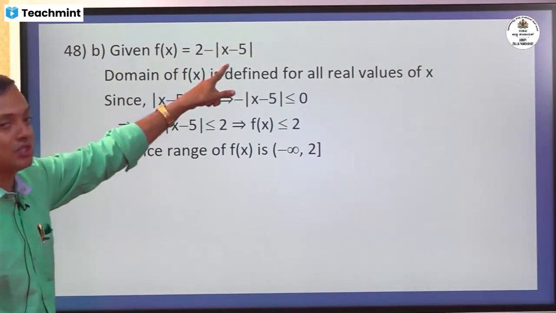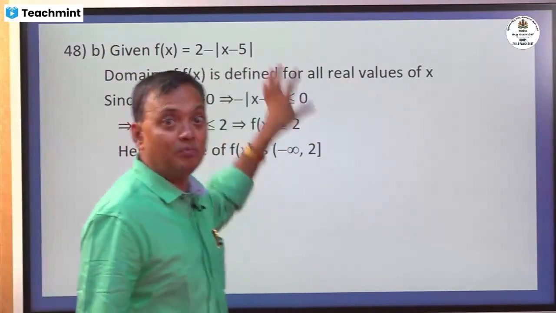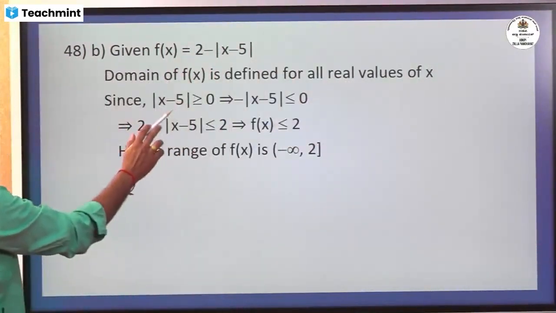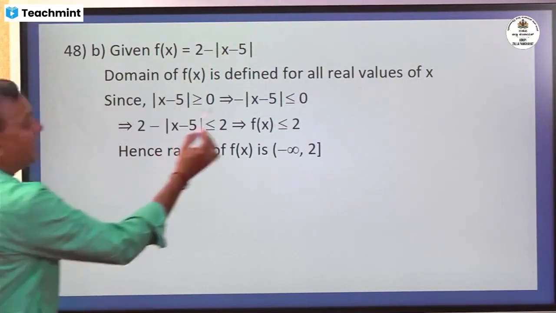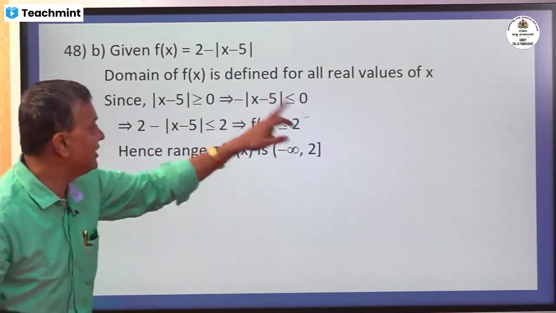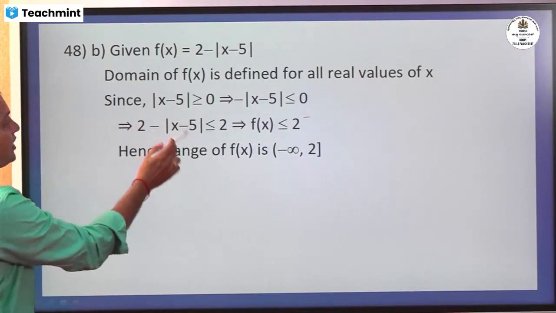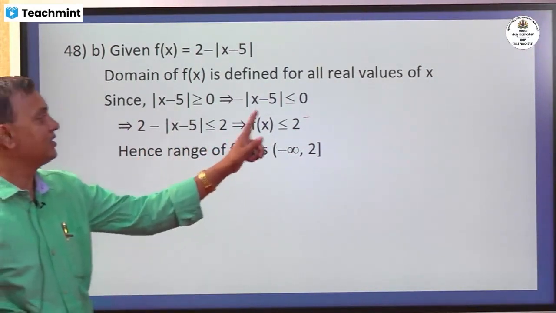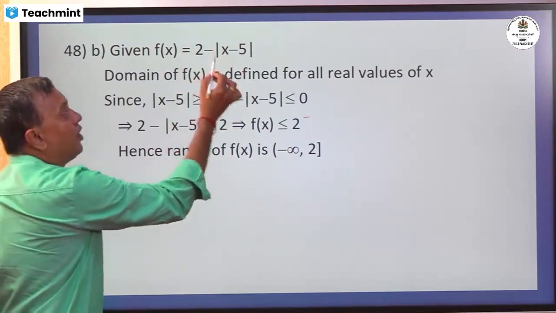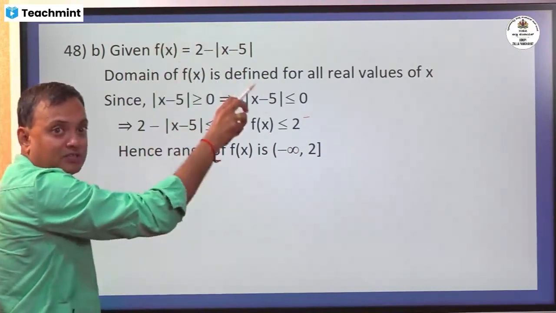Now this is a modular function, we know the modular function is defined everywhere. The entire real number modular function is defined. So for all real values of x, modulus of x minus y is greater than or equal to 0. So minus of modulus of x minus y becomes less than or equal to 0. So when we add 2, 2 minus modulus of x minus y is less than or equal to 2, or f of x is less than or equal to 2. So whatever value you put for x, modulus of x minus y is real, then 2 minus modulus of x minus y is also real.